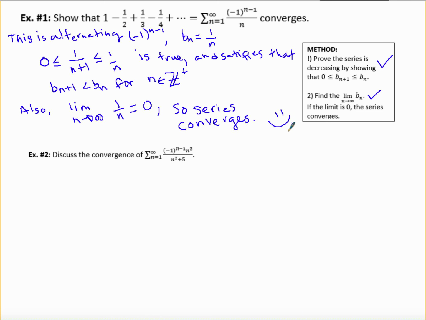Not so bad, right? We use these fancy notations and fancy definitions, but it's really pretty simple. You're just going to show it's decreasing using the method that we went over, and then you're going to calculate the limit as n approaches infinity. If you get 0, it's convergent. If you don't, it's not. So let's go on to example number 2.